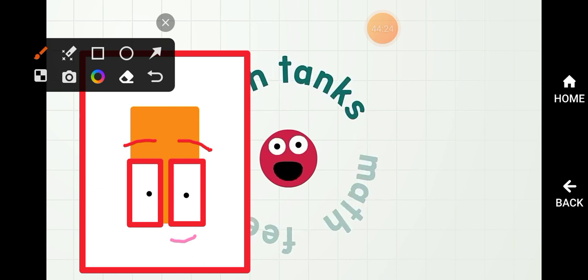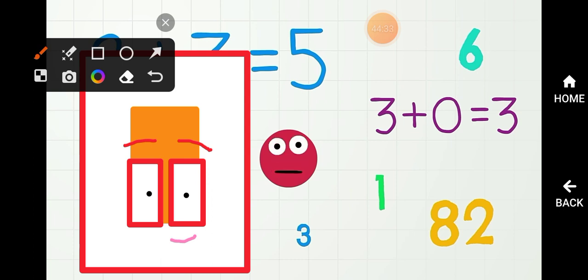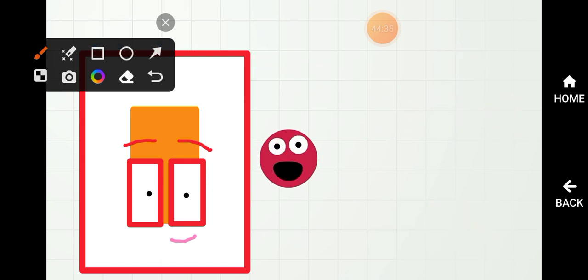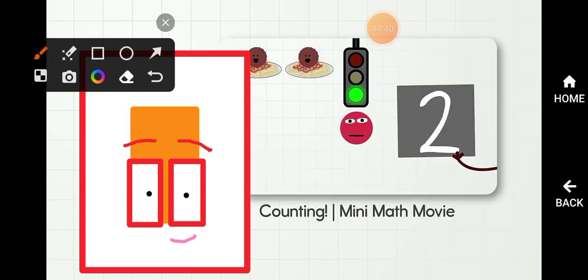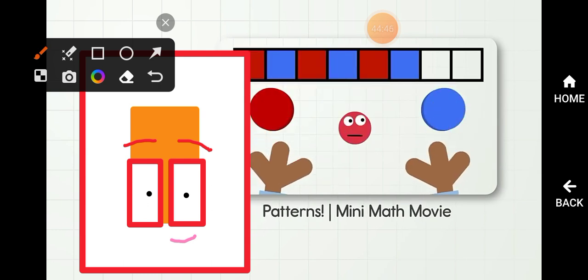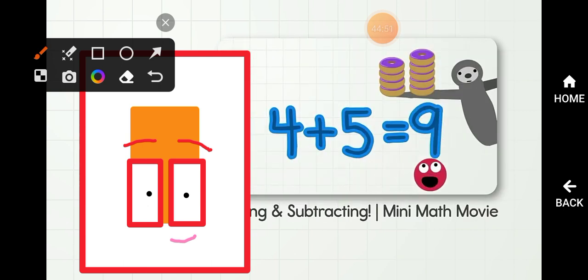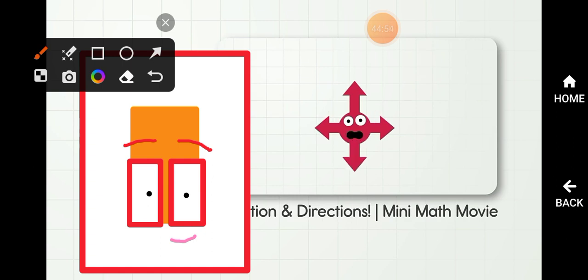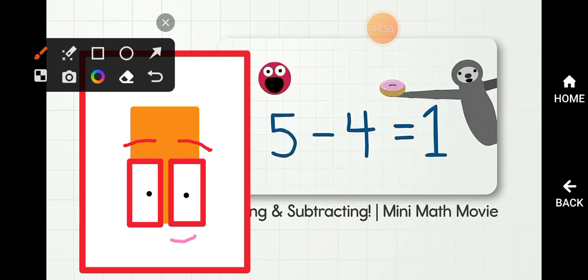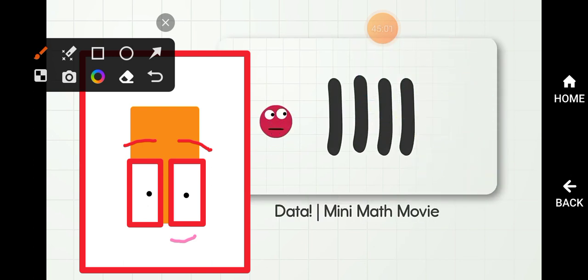Math is about so much more than numbers. Math is about many things, like counting fingers, sorting shapes, adding donuts, subtracting donuts, tally marks, and so many other things. Did I say donuts?